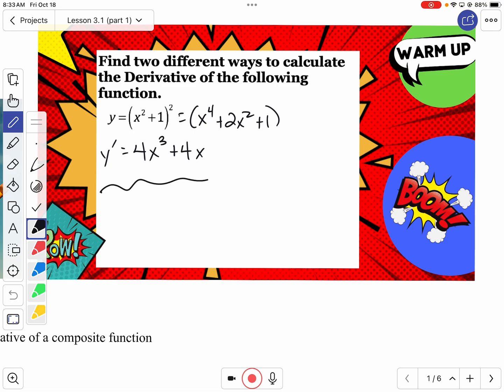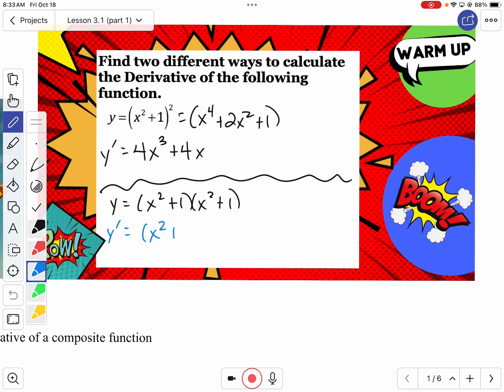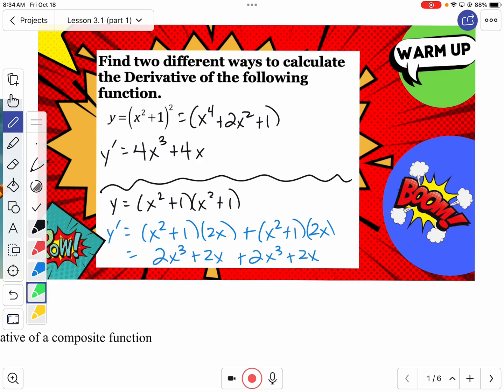What would be a second option? Not chain rule because we haven't officially learned it yet. We could do a product, yeah. X squared plus 1 times x squared plus 1. So we could do the product rule. Product rule says we take the first times the derivative of the second plus the second times the derivative of the first. And if we do that, what do we get? 2x cubed plus 2x plus 2x cubed plus 2x. And lo and behold, we get the exact same thing, which we should. All right, 4x cubed plus 4x.